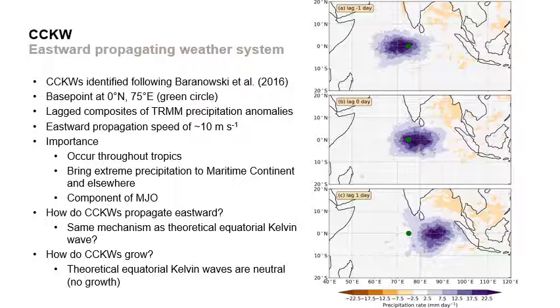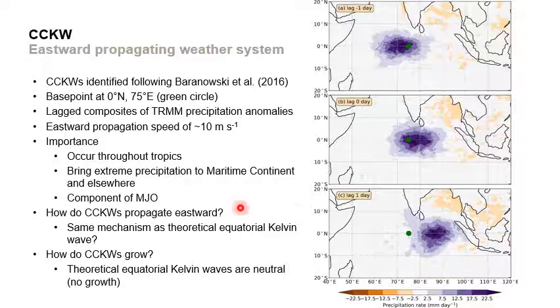I'm going to use the method of Baranowski et al. 2016 to identify them, and I'll be showing diagnostics based on a base point in the equatorial Indian Ocean shown by the green dot here and in many of the later figures. Here are lagged composites of TRMM precipitation anomalies relative to this base point, in the top panels at lag -1 day, 0 day, and 1 day. You can see a nice clean eastward propagation of a positive precipitation anomaly of about 10 meters per second, and that's basically a CCKW.